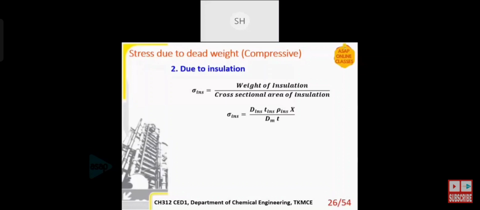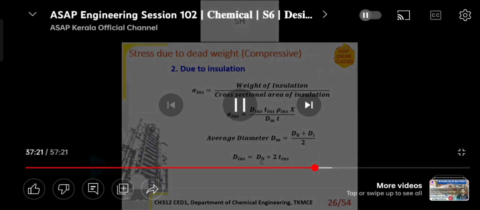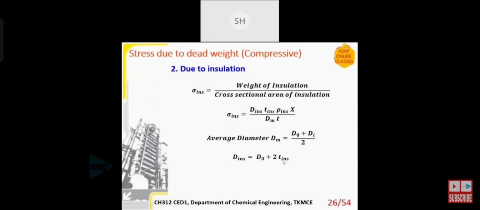So when you substitute everything, you'll be getting sigma insulation is D insulation into T insulation into rho insulation into capital X. X is the height till the upwind side, divided by dm into T. Now, what is dm and what is T insulation? So dm is the average diameter of the vessel, outside dia plus inside dia by 2. Then D insulation is the outside diameter plus 2 times the insulation thickness.